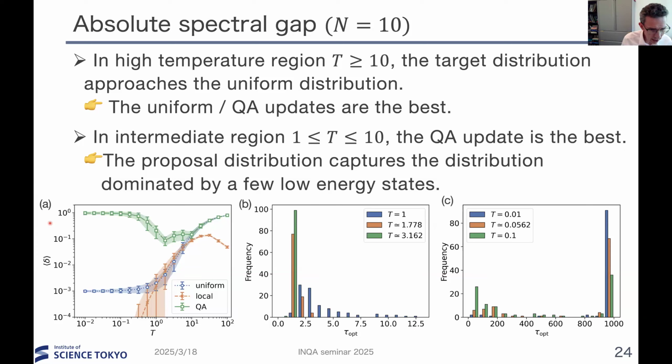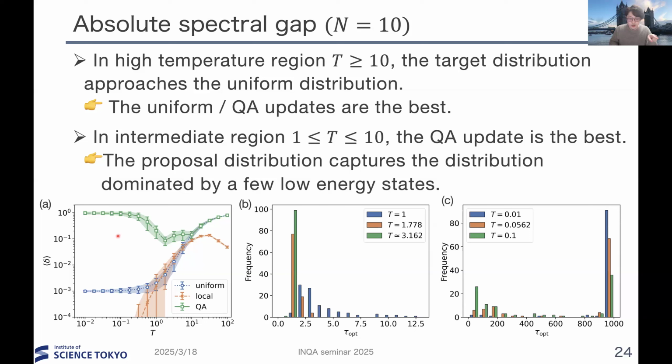And can you explain the green data, the minimum gap as a function of temperature for quantum annealing, which is generating your next sample? You see it's non-monotonic as a function of temperature. What is going on here? Why do you have this non-monotonicity for the QA sampling?